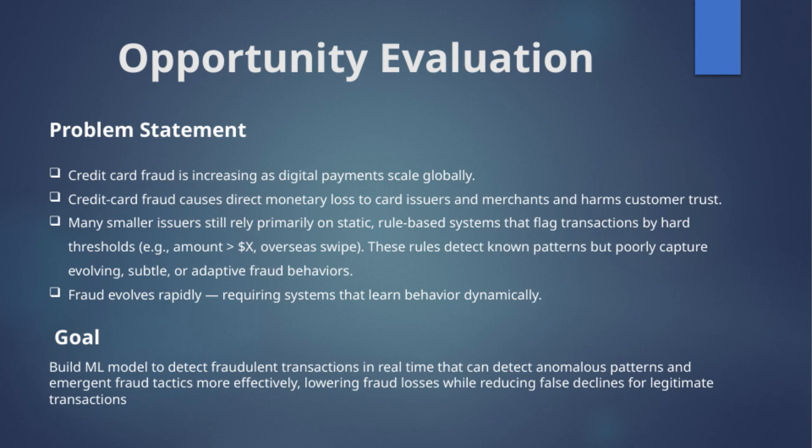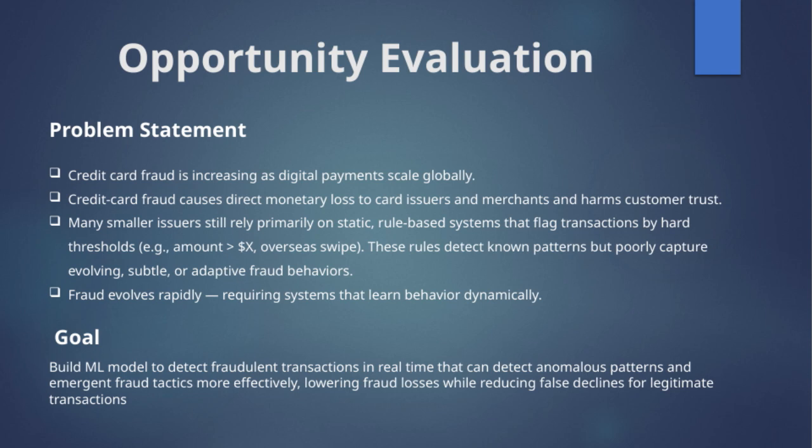Many smaller issuers still depend heavily on static, rule-based systems. These systems typically flag transactions based on hard thresholds, like an amount exceeding a certain limit or transactions happening overseas. While these rules can catch some known fraud patterns, they struggle with more subtle, evolving, or adaptive fraud tactics that change over time. Fraud itself is constantly evolving at a rapid pace. This means we need systems that can learn and adapt dynamically as new fraud patterns emerge.